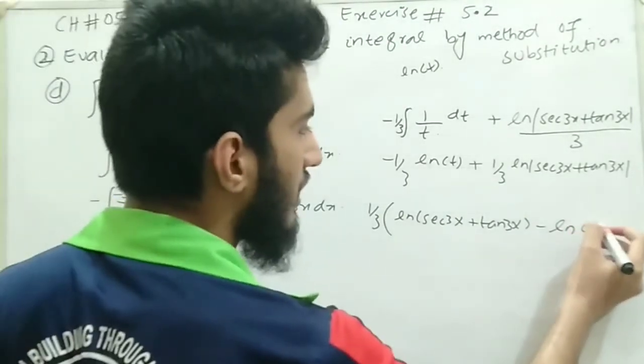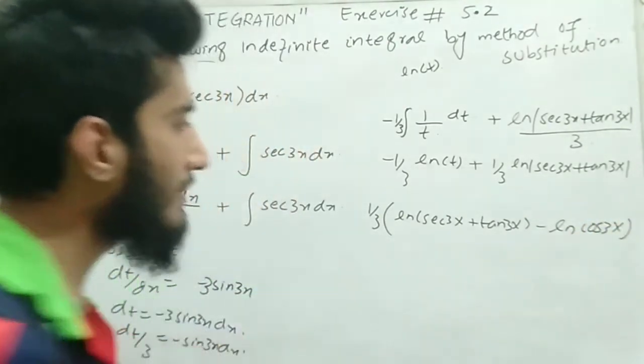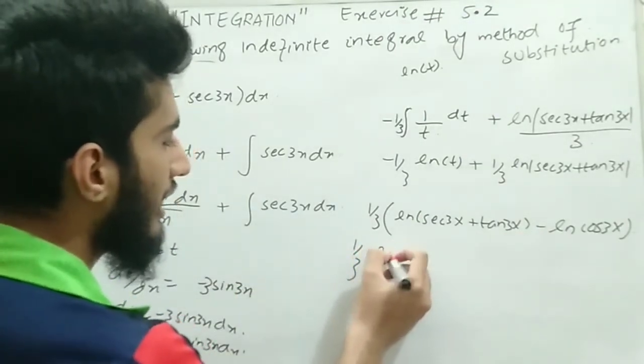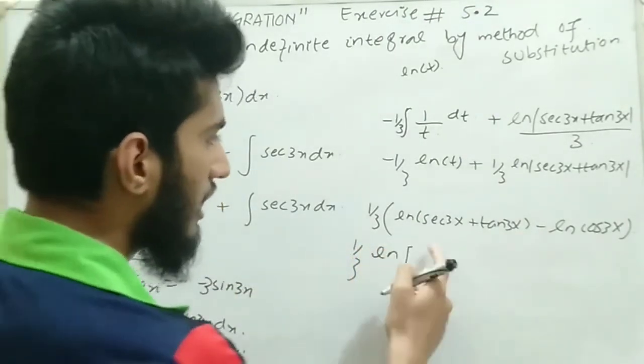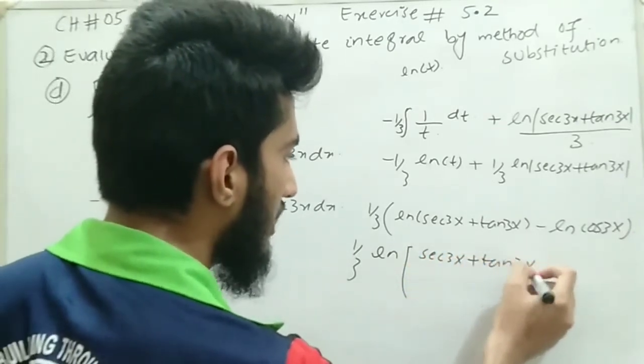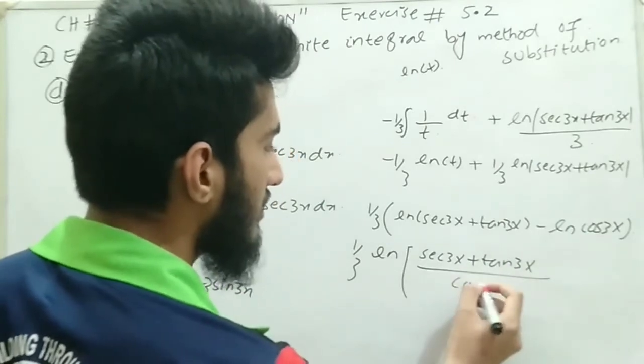So cos of 3x. Now we have the logarithmic formula: ln of a minus ln of b is equal to ln of a divided by b. So we get ln of secant 3x plus tangent 3x divided by cos of 3x.